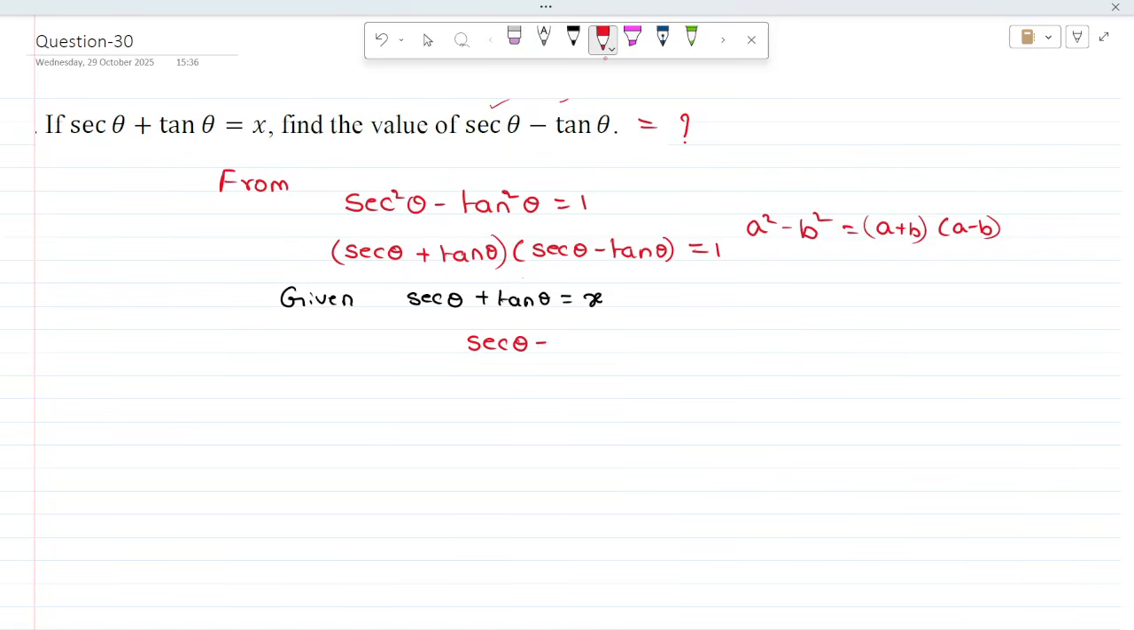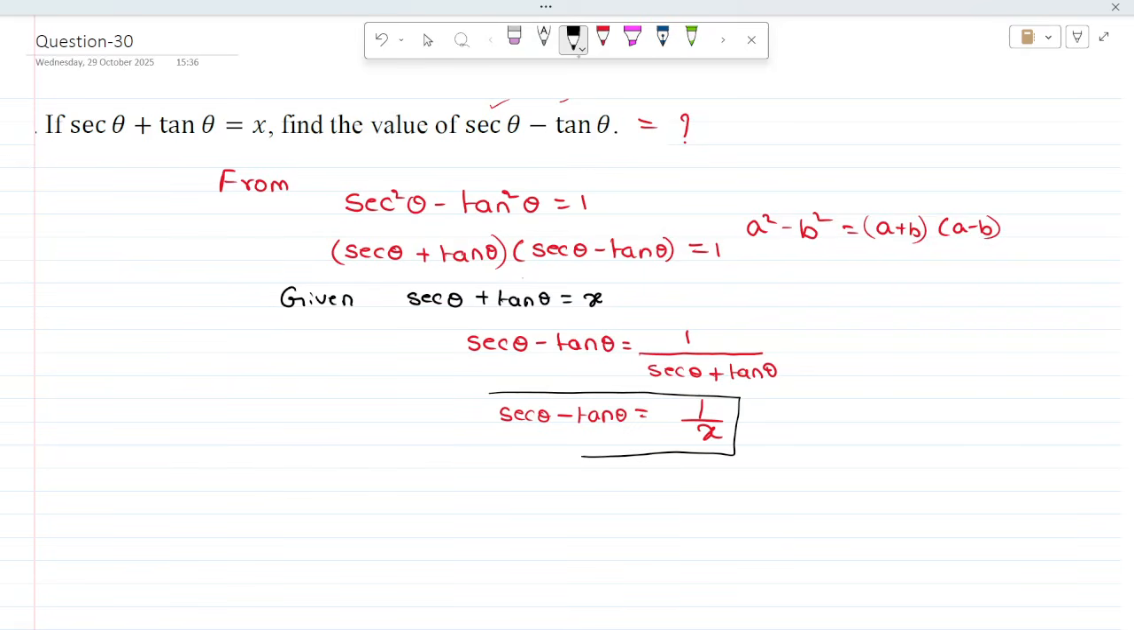Yes, secant theta minus tan theta is equal to 1 by secant theta plus tan theta. Now what is secant theta plus tan theta they gave? So the answer is 1 by x. Secant theta minus tan theta will be how much? 1 by x. Is it clear? Any confusion?